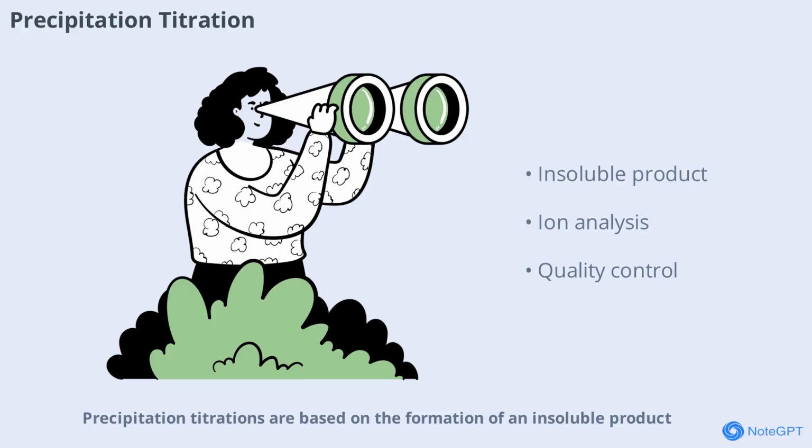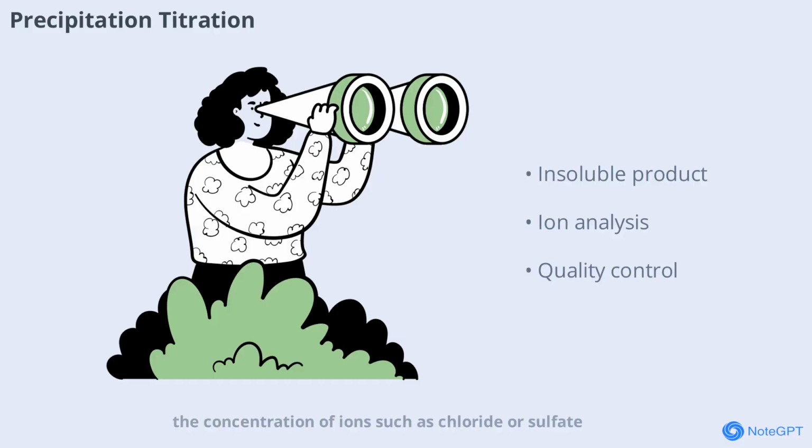Precipitation titrations are based on the formation of an insoluble product, or precipitate, during the reaction. This type of titration is often used to determine the concentration of ions such as chloride or sulfate. The endpoint is detected when no more precipitate forms, sometimes with the help of an indicator. Precipitation titrations are valuable in environmental testing and quality control in various industries.